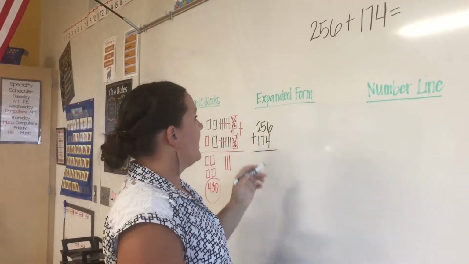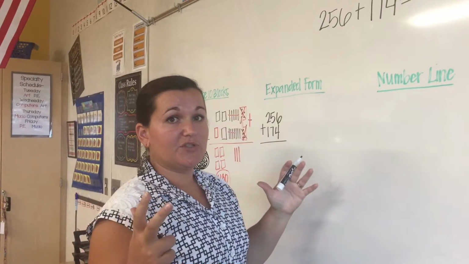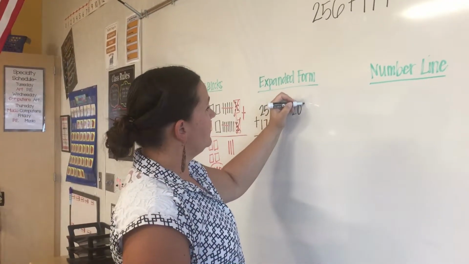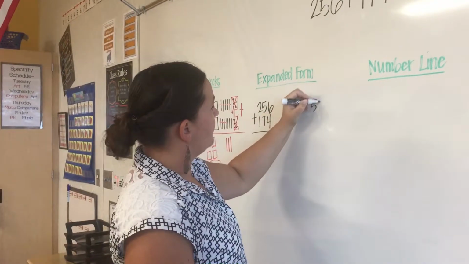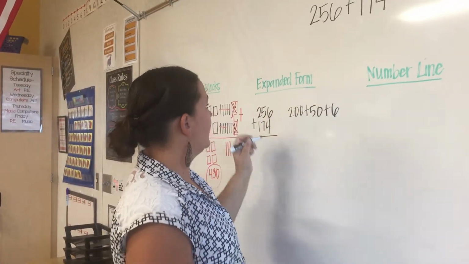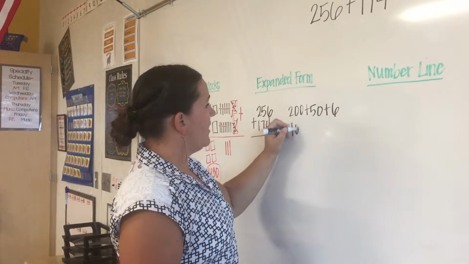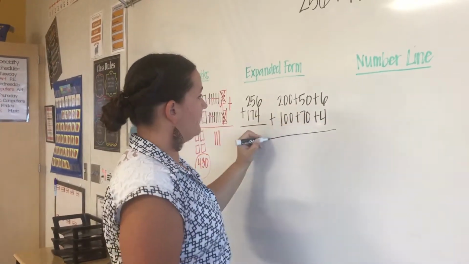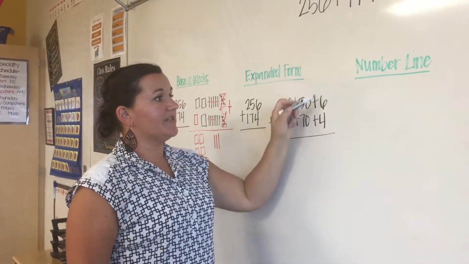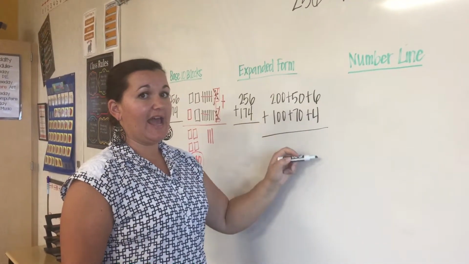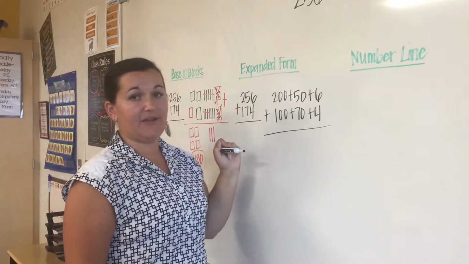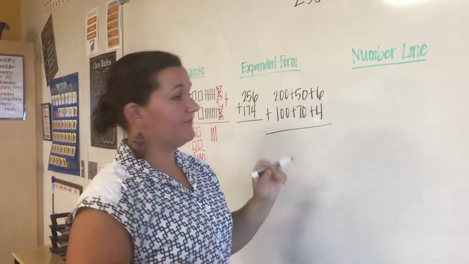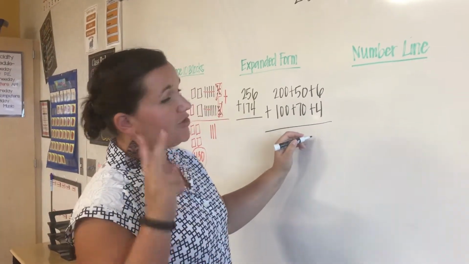So expanded form. Expanded form again is like breaking numbers apart. So this is standard form. I'm going to break it into 200 plus 50 plus 6. And then I'm going to add to it 100 plus 70 plus 4. And now I'm going to start in my ones column and add each place value here. So guess what? 6 plus 4 is 10. So I can do it 2 ways.